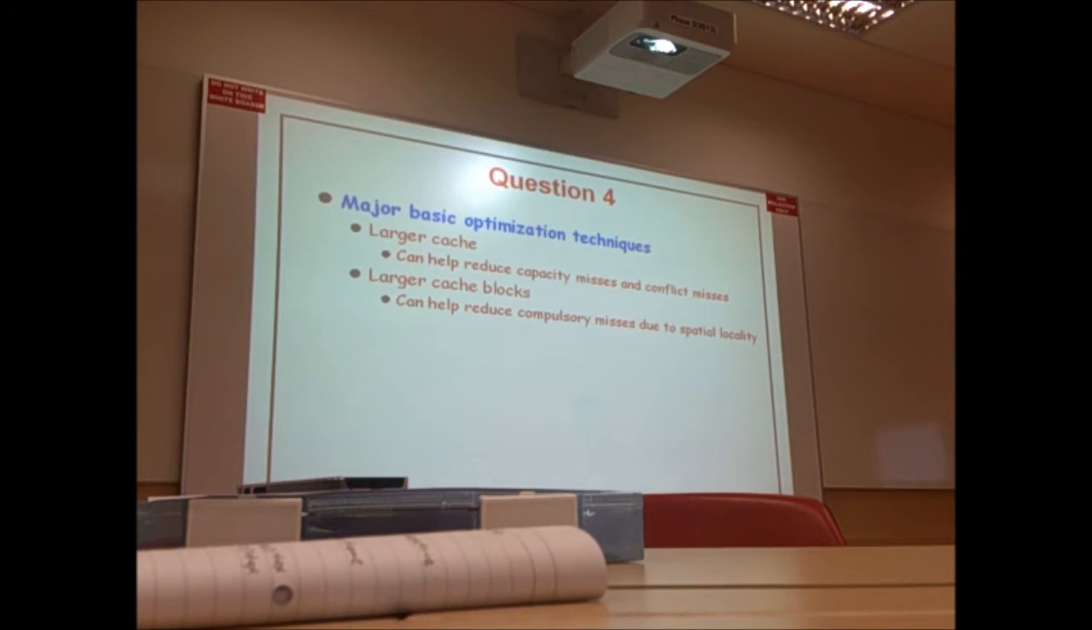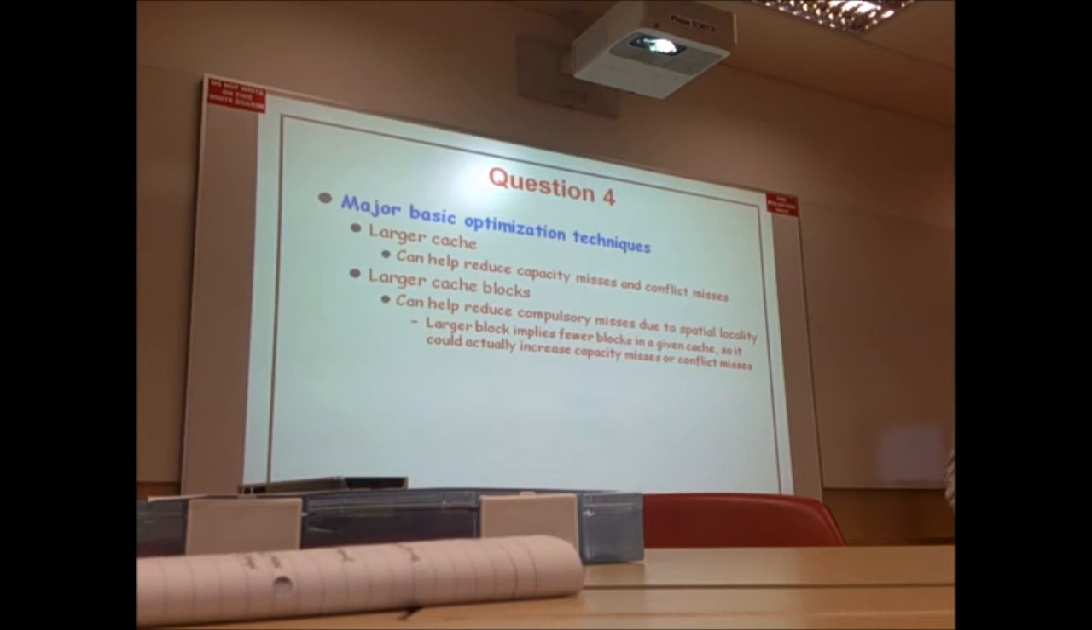But as we saw in the earlier question, having a larger block is not always a good thing, because if the cache size is the same, but you have larger cache blocks, then you're going to have fewer blocks in the cache. So a larger cache block could actually increase the capacity misses or the conflict misses if the cache size is the same.